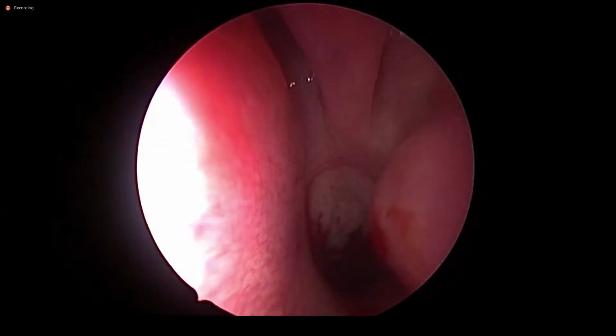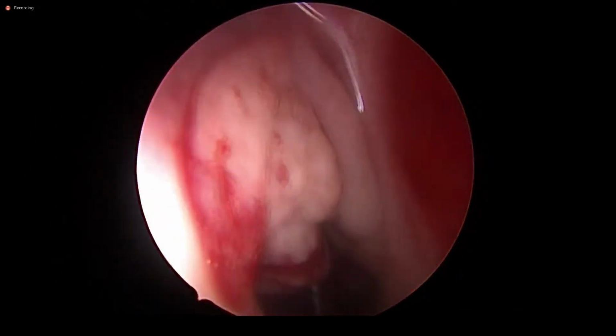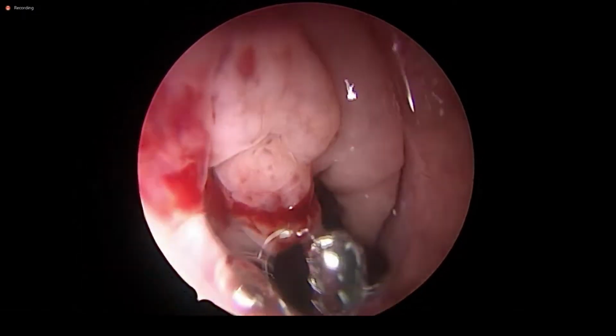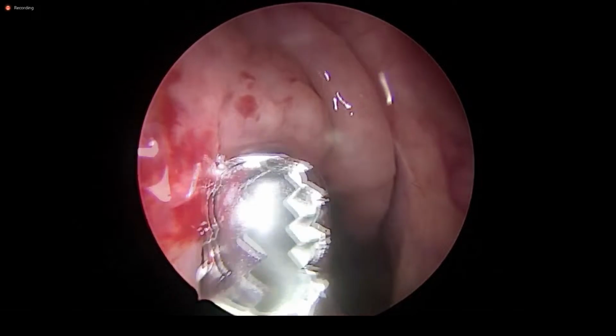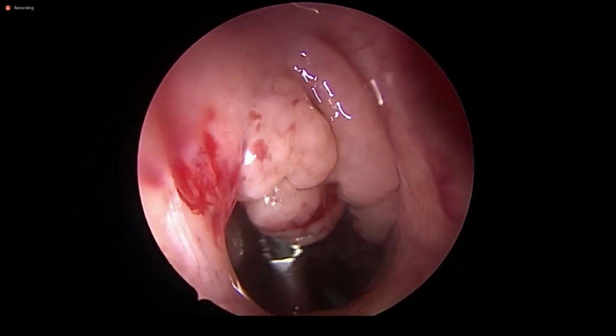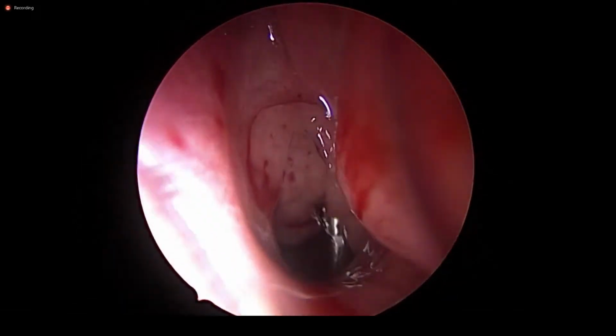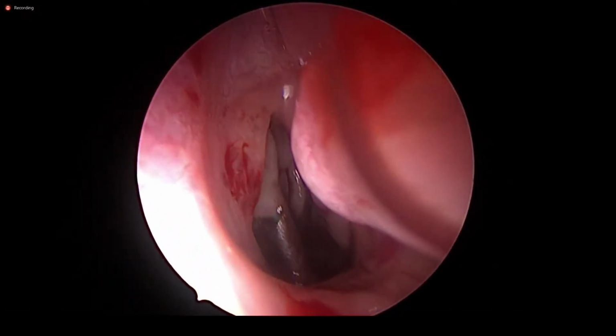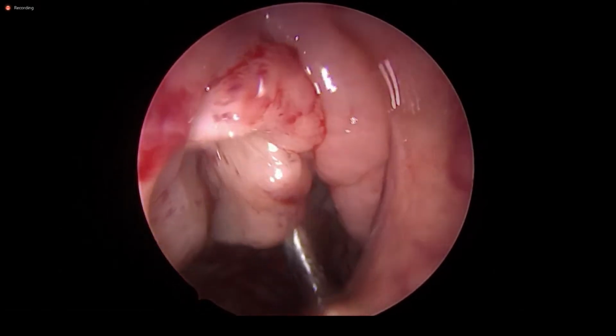See this. I am bringing my microdebrider from below. See this red 60 microdebrider. Red 60 sinus blade. We condemn using the adenoid blade. Adenoid blades are rear facing blades. They can damage the tissues behind.